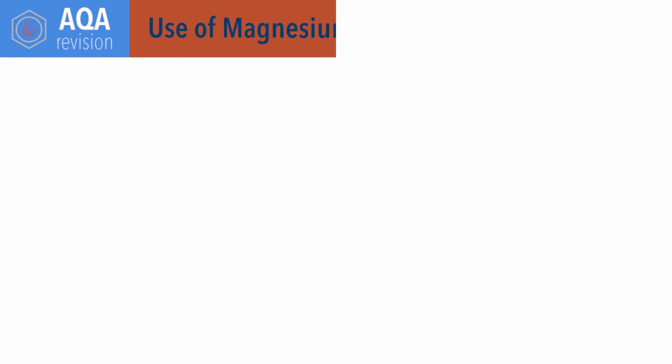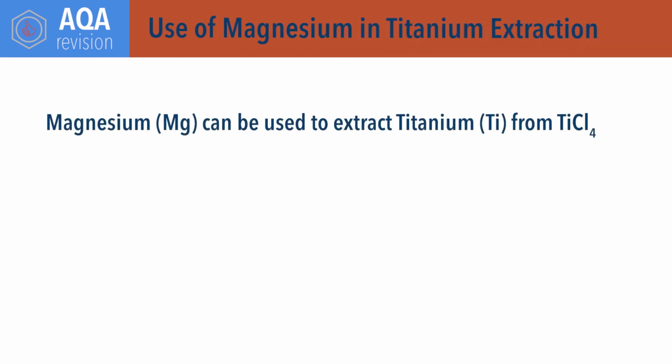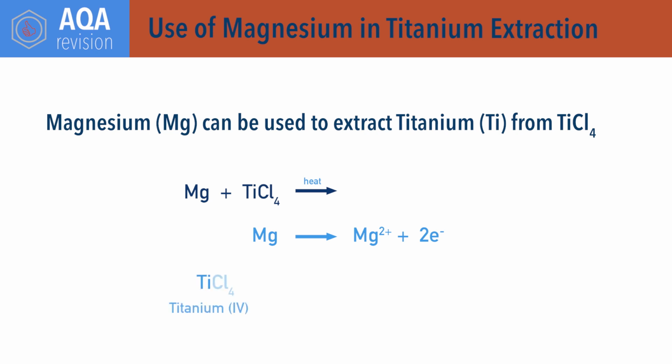A more specific use of the group 2 metal magnesium is in the extraction of titanium from titanium(IV) chloride. As magnesium is more reactive than titanium, when it is heated with titanium chloride, the magnesium gets oxidized and forms Mg2+ ions, whilst at the same time the Ti in the titanium(IV) chloride gets reduced from an oxidation state of +4 to 0. This results in titanium and MgCl2 getting formed. TiCl4 plus 2Mg forms Ti plus 2MgCl2.